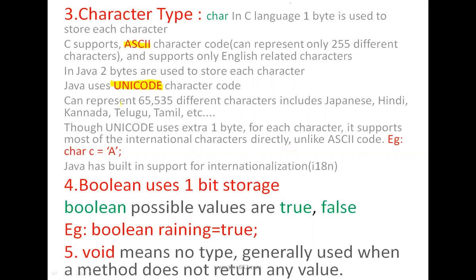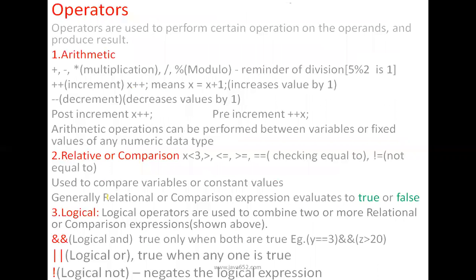Boolean means... one small question to all of you: char, which token is it? Keyword. It's a keyword. Excellent. Next, boolean is a keyword. It can hold only true or false, nothing else. Next, void means there is no type. I'll tell you where it is required. So all these are primitive types.